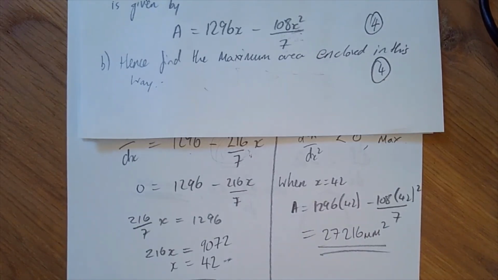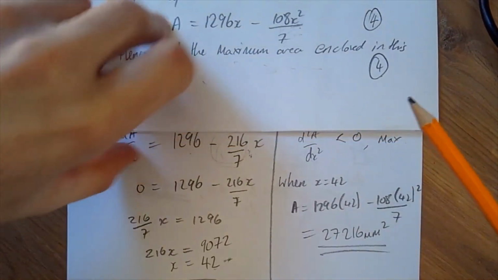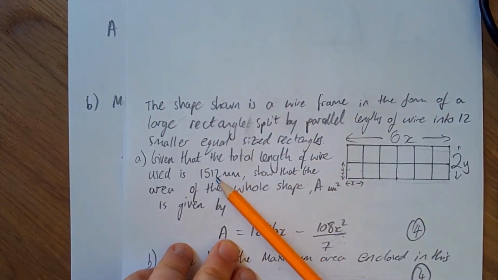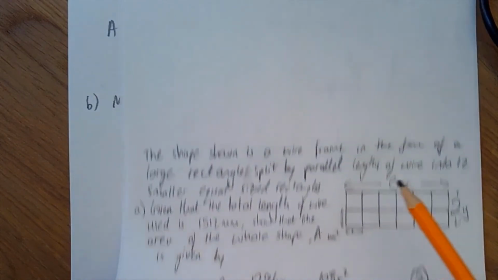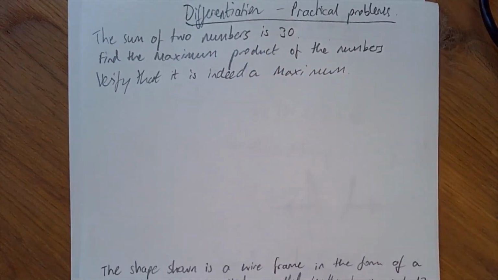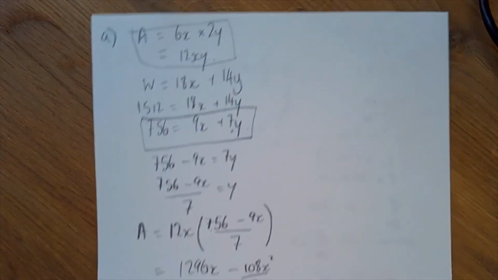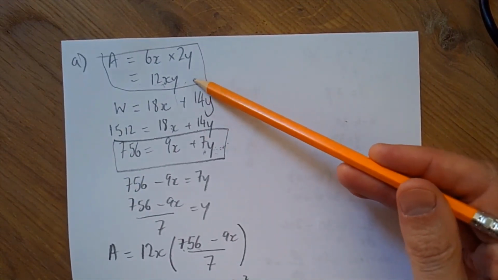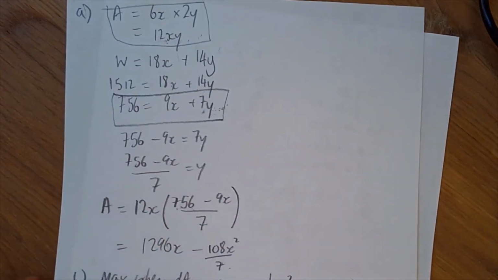Okay, but there's common themes in both of these questions. There's writing down a formula for two variables, and then there's writing out a link between two variables, which is given in the question in the form of some sort of number. In the second question it was 1512 being the total length of the wire. And in the first question it was the sum of the two numbers is 30. Those two bits of information enable you to write links between the numbers that help you make your formula in terms of one variable. And that happened in both of the questions.